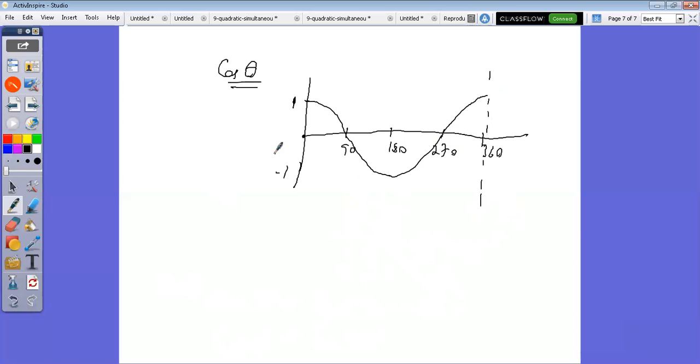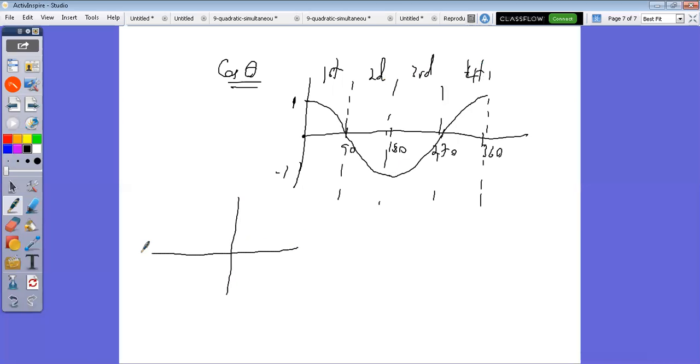Angela, you're there. Now look at it. Let's divide into quadrants, the same thing that we have just talked about. So first quadrant, second quadrant, third quadrant, fourth quadrant. So where is tan positive? Where is it positive? First quadrant and which one? Fourth. And fourth quadrant, like this.